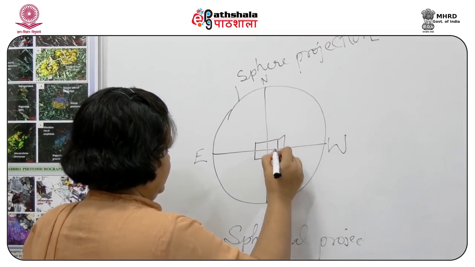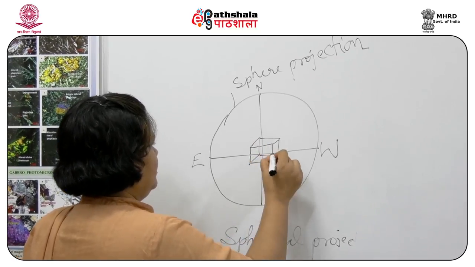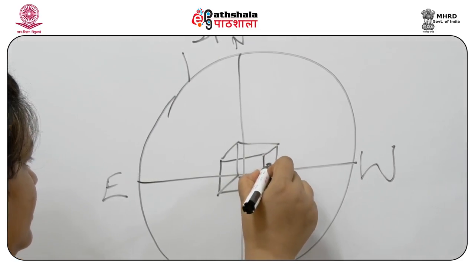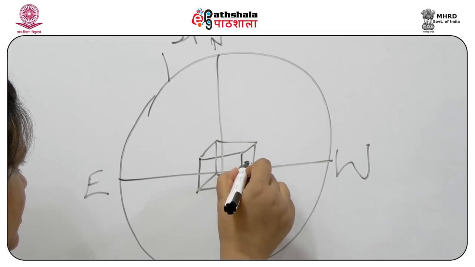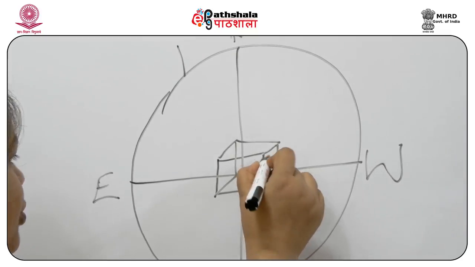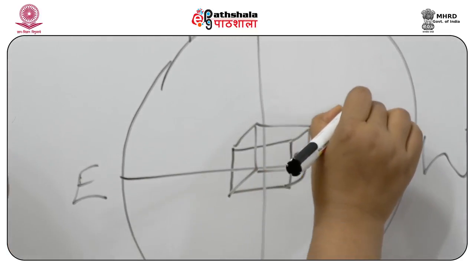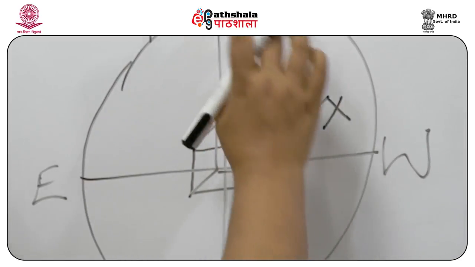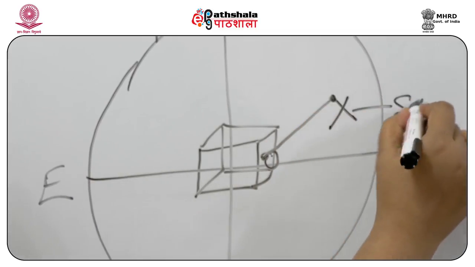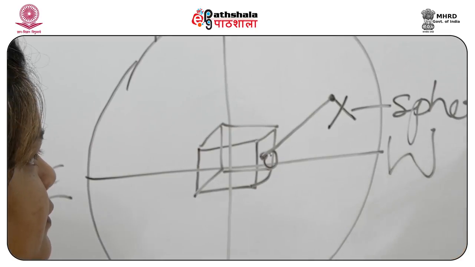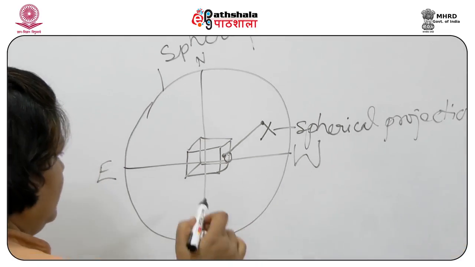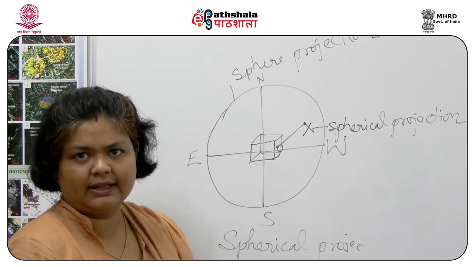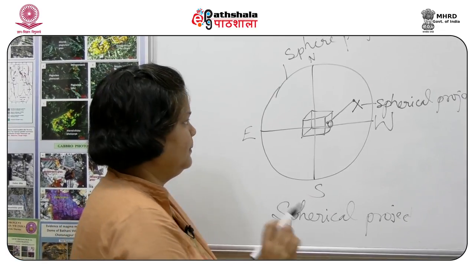This is my crystal face. This is my crystal sitting here. So I have a face, which has, say, I mark it as the point O. From this point here, I will draw a normal, and the point, say X, where this line will intersect my sphere will be the spherical projection. For the other faces also, likewise, they can touch the sphere at certain points, and those will be the spherical projection for those crystal faces.